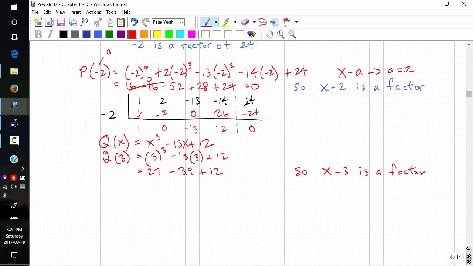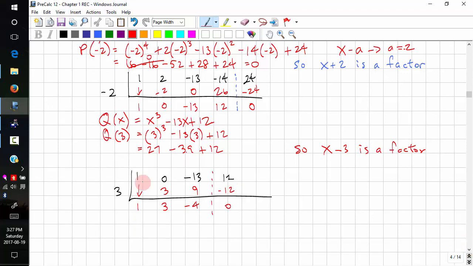We try our division with this. 1, 0, negative 13, 12. And we're dividing by 3. Bring down the 1. 1 times 3 is 3. 0 plus 3 is 3. 3 times 3 is 9. Negative 13 plus 9 is negative 4. Draw our dotted line. 3 times negative 4 is negative 12, and that's 0. Since this is x cubed, this must be x squared. Our next polynomial is x squared plus 3x minus 4.